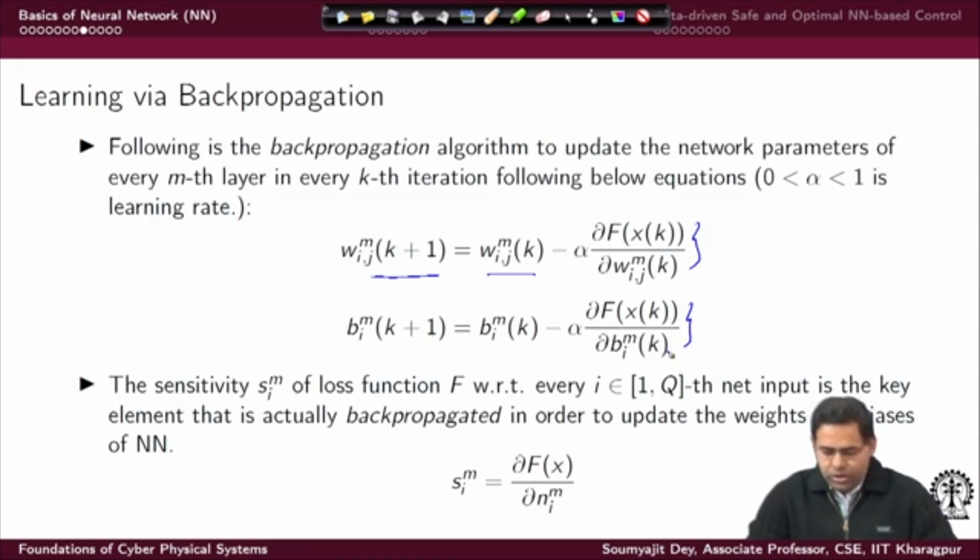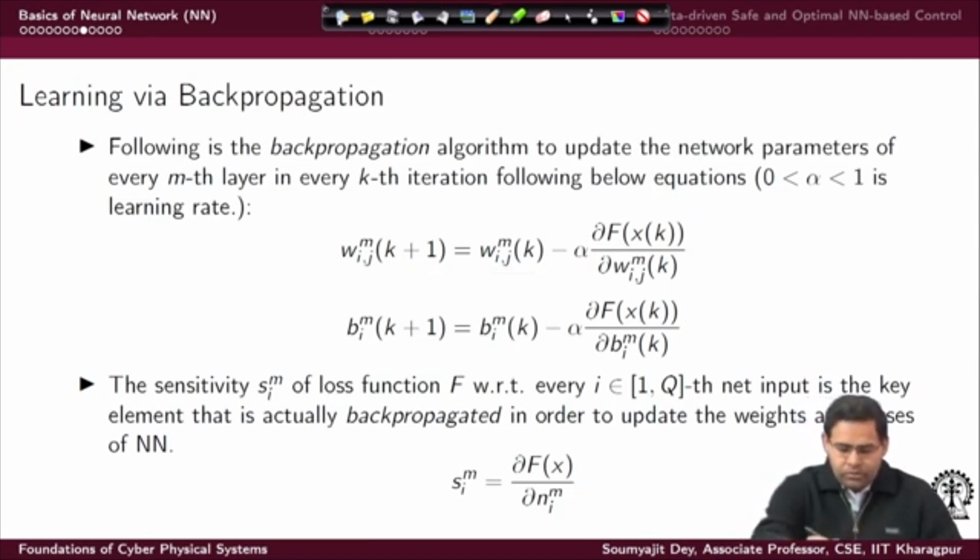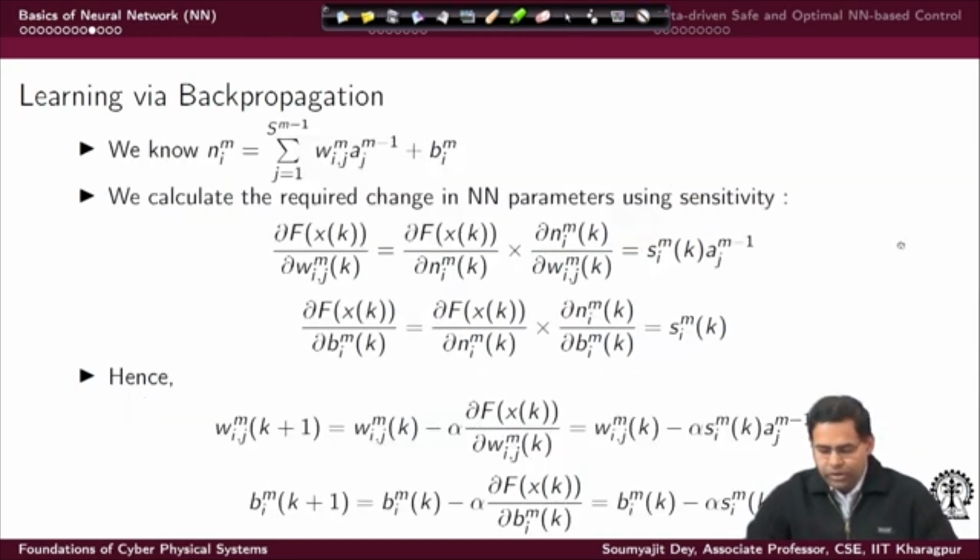In this context we also defined the sensitivity of the loss function, which is the derivative of the loss with respect to this value n that is being computed. We call it sensitivity because it tells how much the loss is going to change with respect to the value that is being computed by the neural network. So, fine, let's move further on this.